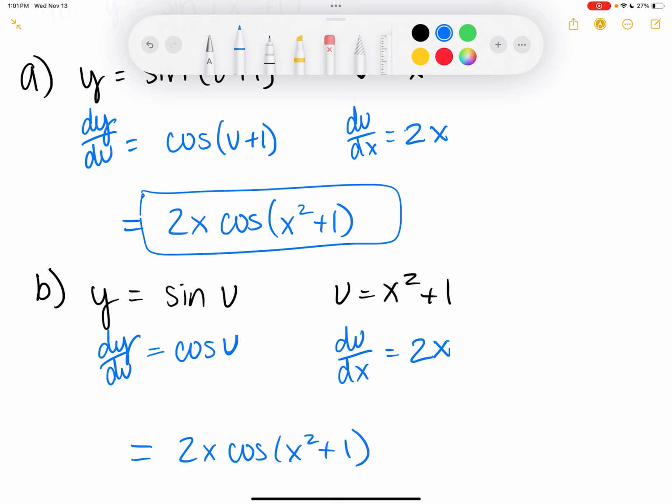What do you notice? Thankfully, it's the same thing. No matter how I break down my composite function, I'm going to get the exact same answer either way.